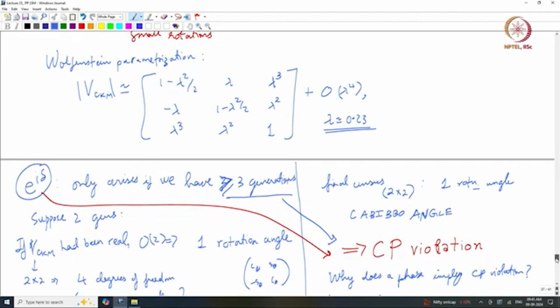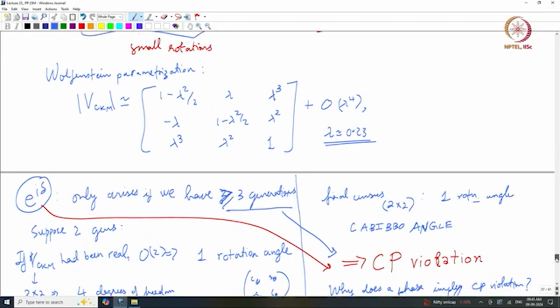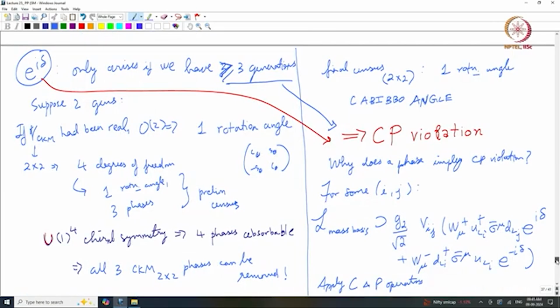Okay. Also we saw yet another popular parameterization due to Wolfenstein written in terms of this lambda parameter, and at least the real part of the CKM matrix looks like this, where most of the elements are almost diagonal, and the small rotation angles are dumped into powers of lambda in the off diagonal elements, okay, where lambda is 0.23, signifying that these are all small rotation angles, right.